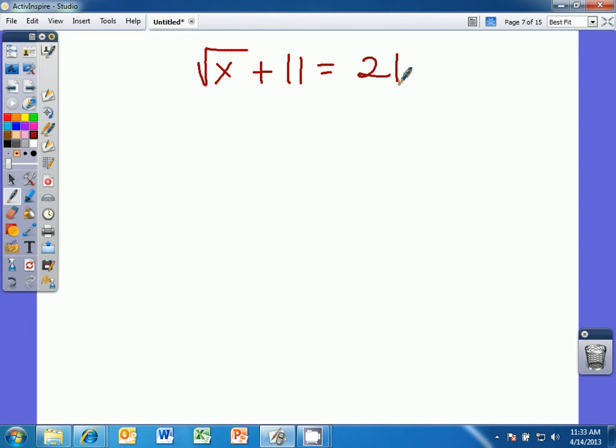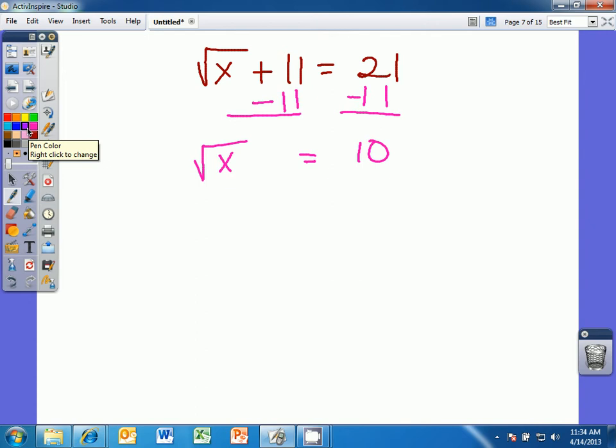Alright, our objective is to isolate the variable as it is with any algebraic equation. Here our variable happens to be underneath a radical sign. So first we're going to get the radical expression by itself. We're going to subtract 11 from both sides of the equation, and we get radical x is equal to 10. At that point, I don't want to know what radical x is, I want to know what x is. So in order to get rid of the radical expression, I'm going to square it.